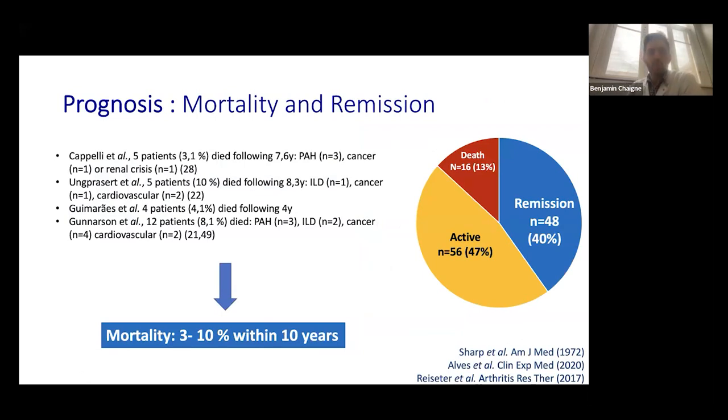So looking again at prognosis, the question is: is it a severe disease? And can patients have remission of the disease, which always depends on the way you define remission? What we know from the literature is that death rarely happens in the disease, but may occur. In the paper by Gunnarsson, about 13% of the patients died, and major complications of the disease were pulmonary hypertension, ILD, cancer, and scleroderma renal crisis, which made us think that this patient had systemic sclerosis. Overall, what we can say in the literature is that the mortality is between 3 and 10% within 10 years, and that half of the patients can be in remission or active within this duration. But that was another question we wanted to raise in Kevin's work.